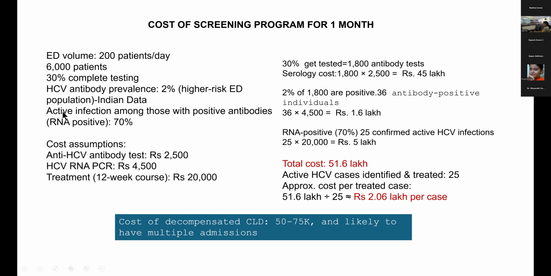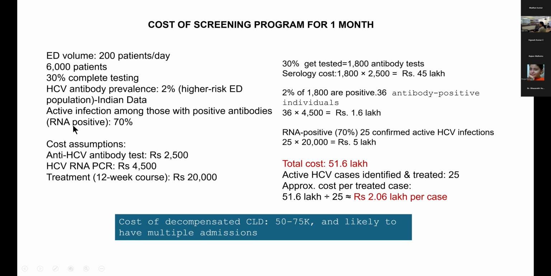So say antibody positive, 70% of them are likely to be RNA positive. And this is the cost assumption. I didn't have my workstations. This is just some arbitrary costs. So anti-HCV testing, say 2,500. RNA PCR is 4,500. And the 12-week course is 20,000.